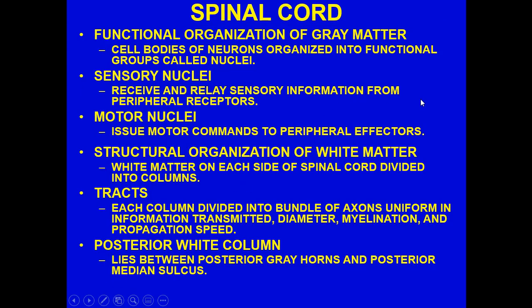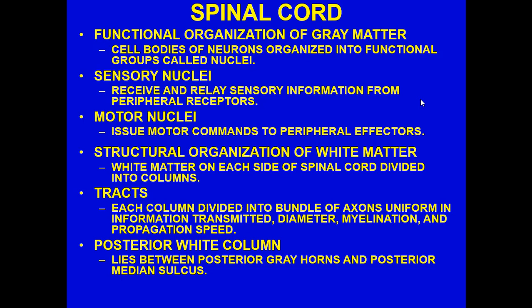Now, when we look at the functional organization of the gray matter, we have cell bodies of neurons that are organized into functional groups called nuclei. We have the sensory nuclei. They receive and relay sensory information from the peripheral receptors. We have motor nuclei, which issue motor commands to peripheral effectors. Peripheral effectors, remember, any effector is outside of the CNS, might be muscles, might be glands, etc.